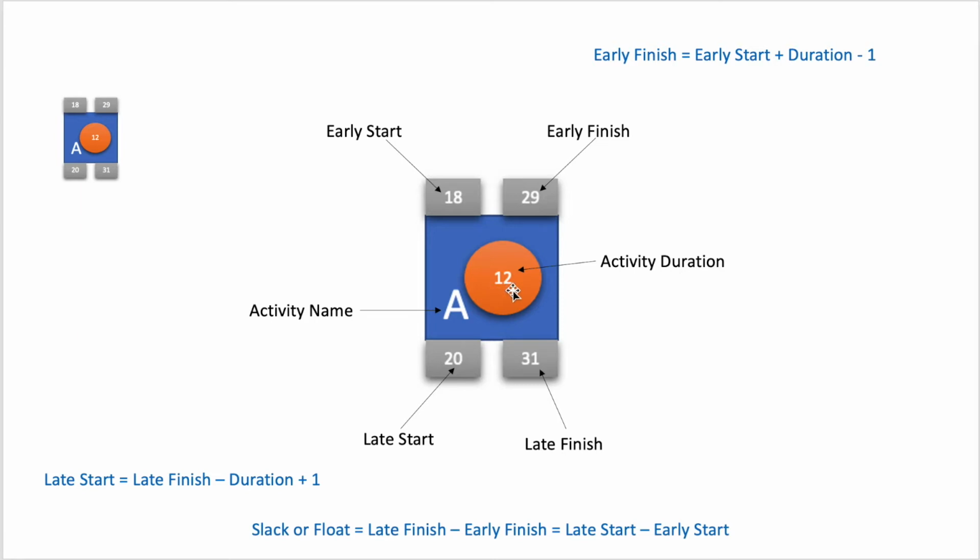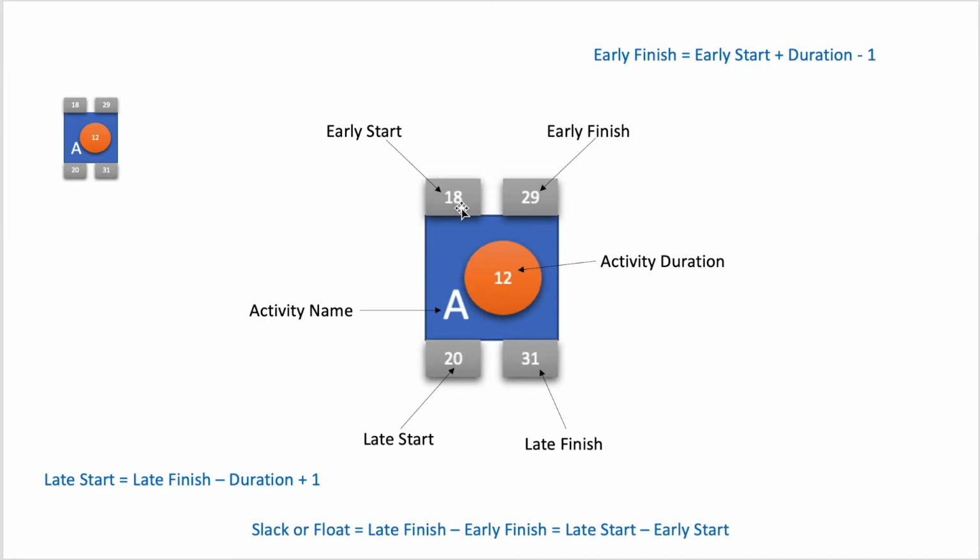Then I will introduce some terms to you which will become clear as we go on with the discussion on creating the network. Anyway, I will introduce them right now. The first term is early start. Early start basically means the time or the point in the project when this particular task A can begin at the earliest. It is not possible to begin this task before this particular date, that is the early start date.